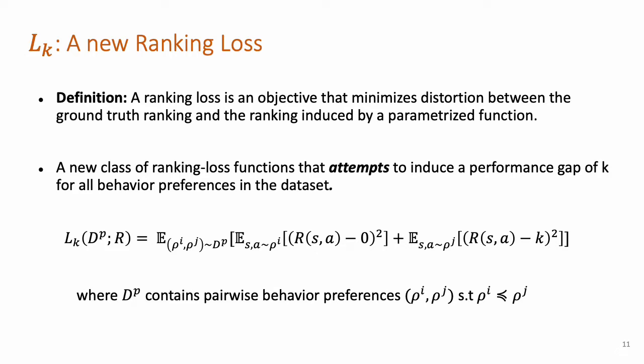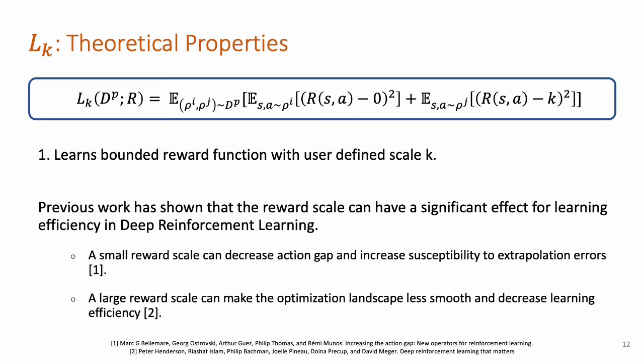To learn a reward function that satisfies the behavior rankings, we propose Lk, a new ranking loss. Lk attempts to induce a performance gap of k between each specified pairwise preference in the dataset. The ranking loss function provides us with a reward function that is bounded with the user-specified scale k.